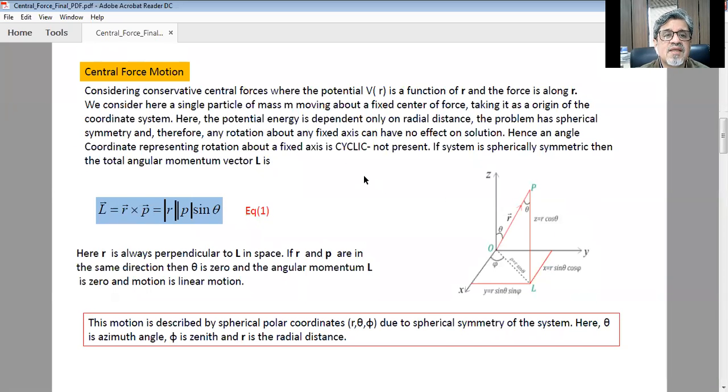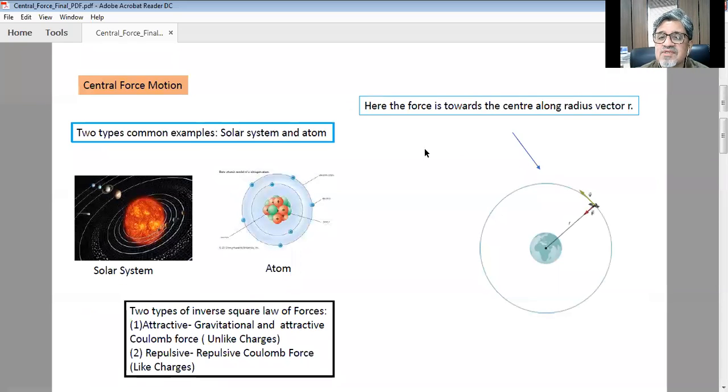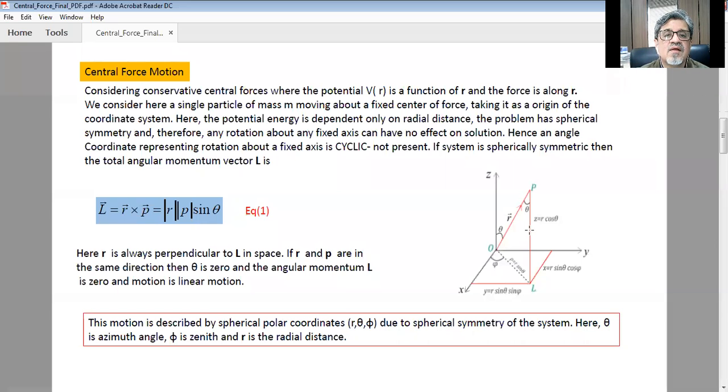Now we consider here a single particle of mass m moving about a fixed center of force, and we take it as the origin of the coordinate system. So again, we go back to our previous slide. We consider this as the origin of the coordinate system, and one particle is moving around a center of force. Here, the potential energy is dependent on the radial distance.